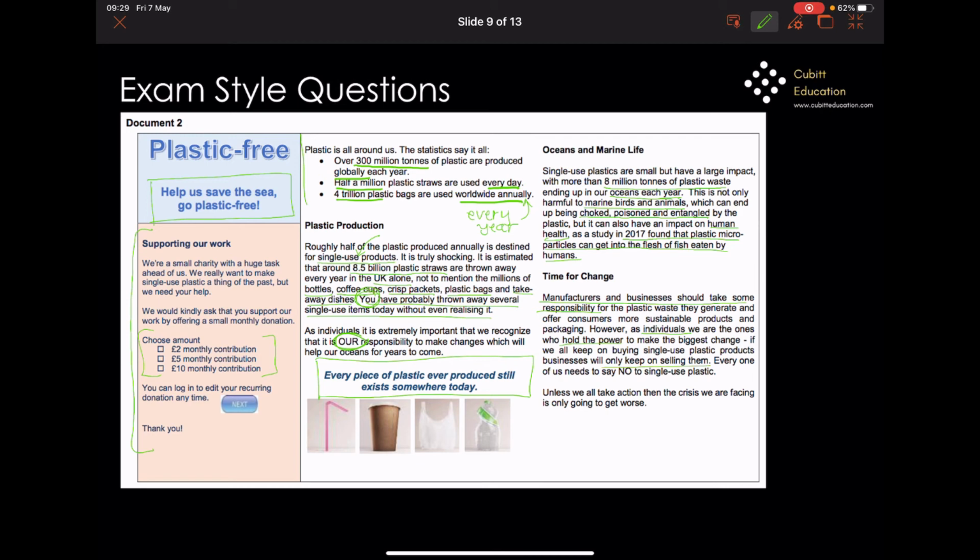Every one of us needs to say no to single-use plastic. Unless we all take action, then the crisis we are facing is only going to get worse.